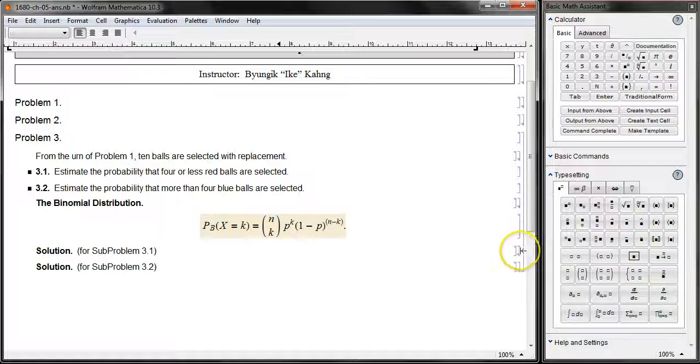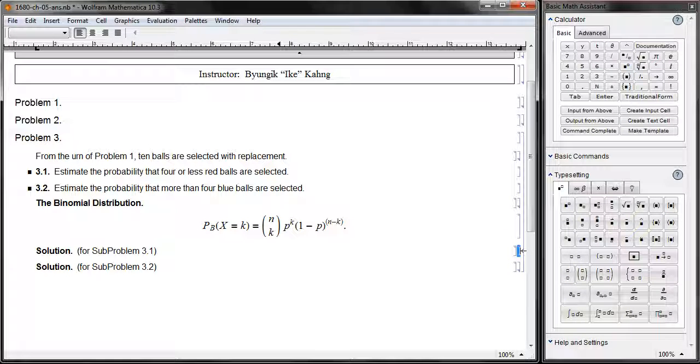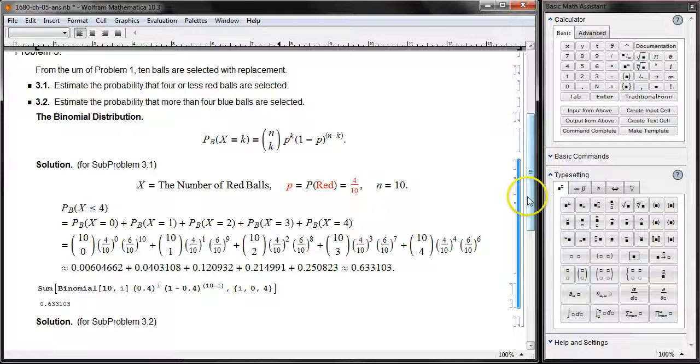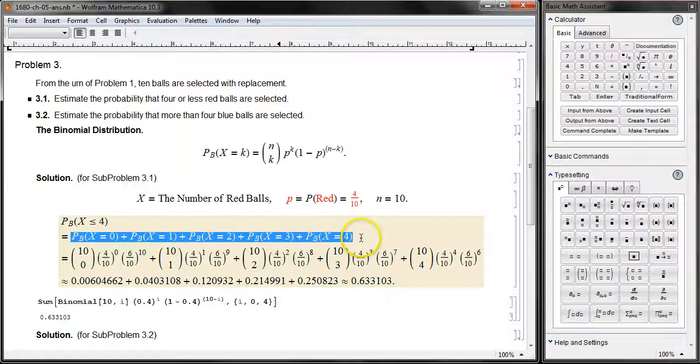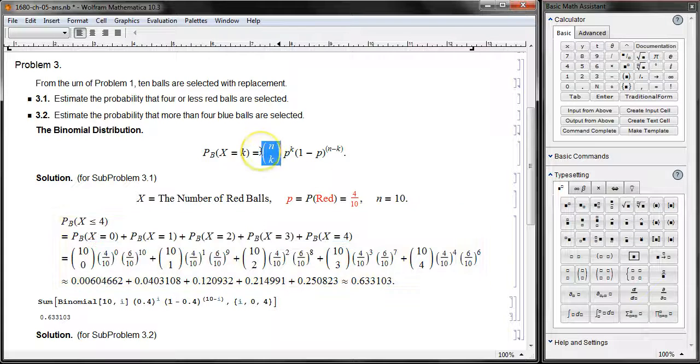Okay, here's the answer key for 3.1. 4 or less red balls. How does that work? Here it is. 4 or less means no red ball, 1 red ball, 2 red balls, 3 red balls, or 4 red balls. Those 5 cases all put together. And each of those 5 cases follows this binomial formula.